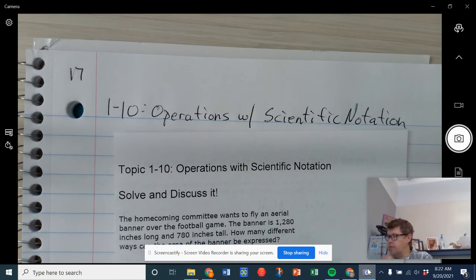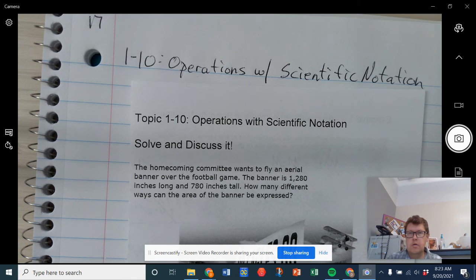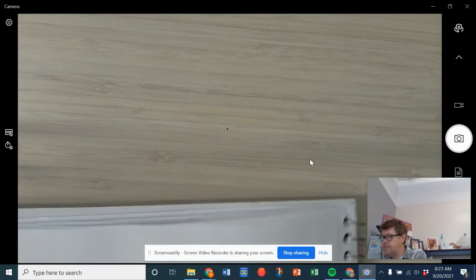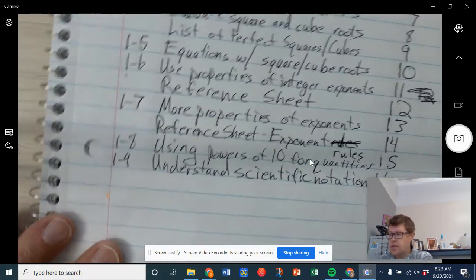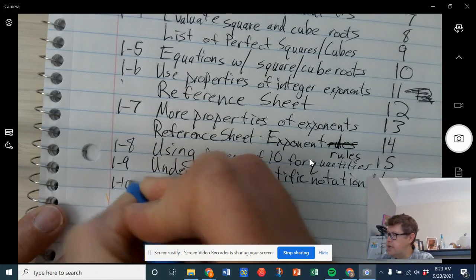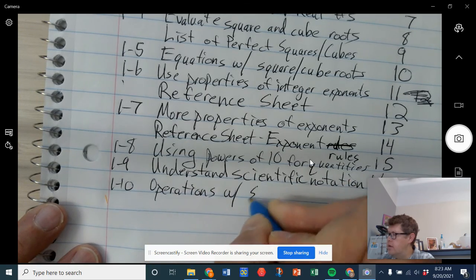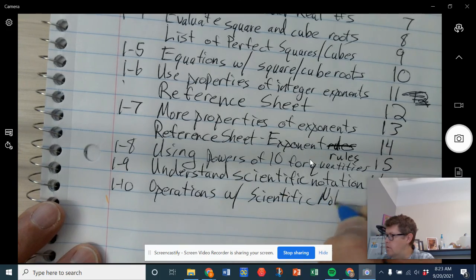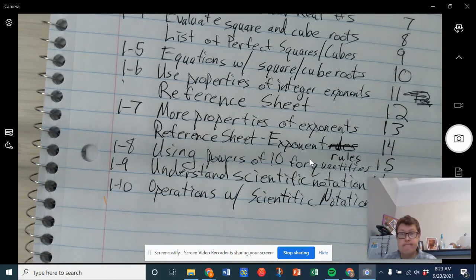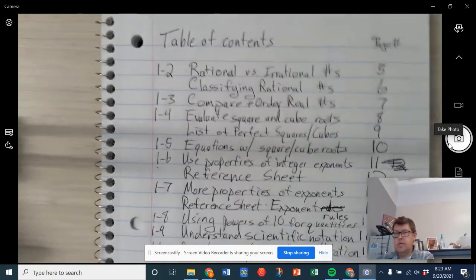So yeah, that's what it'll look like in your notebook. Let me take a picture of that actually. And then page 17 in your table of contents, 1-10, operations with scientific notation. Picture of that. You can see it.